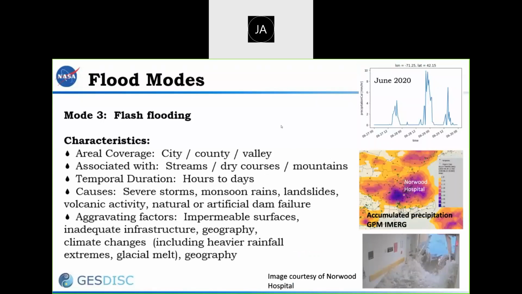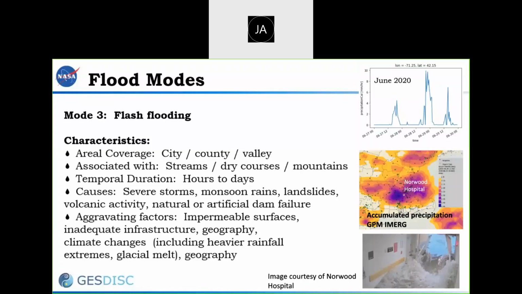And the third mode is flash floods. These tend to happen in a smaller area than the previous two. Cities, counties, valleys are definitely important. They are associated with streams. They can be associated with dry riverbeds or arroyos, which can carry water, and they can carry water down from the mountains. Flash floods can happen when it rains many miles away from where the flash flood happens, such as rains occurring over the mountains, goes into the streams, and comes rushing down into a city or two.